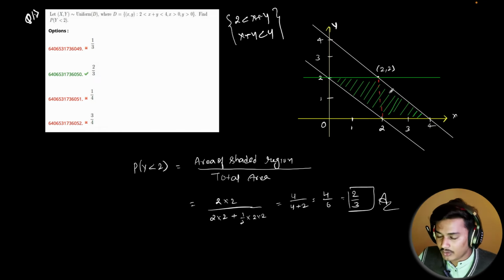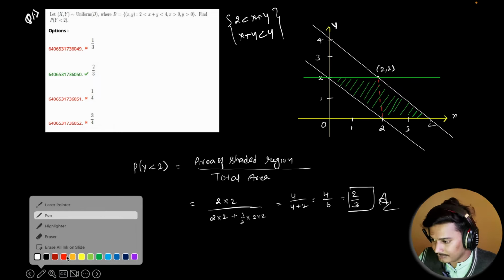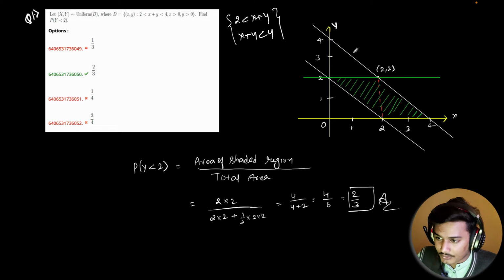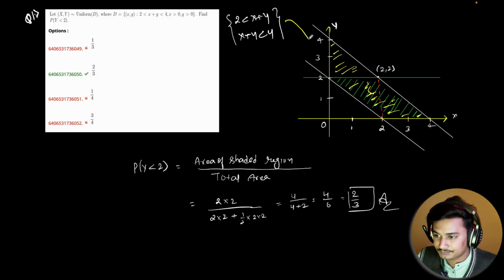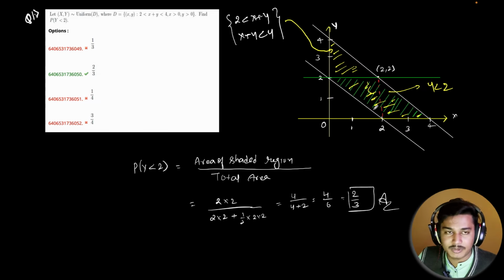Sorry, one mistake. Basically this whole region, the yellow one, is the region of these equations, 2 to 4 and 2 to 4. This whole region is basically these two. And this particular green region is nothing but Y less than 2. So we want the probability of this particular region.